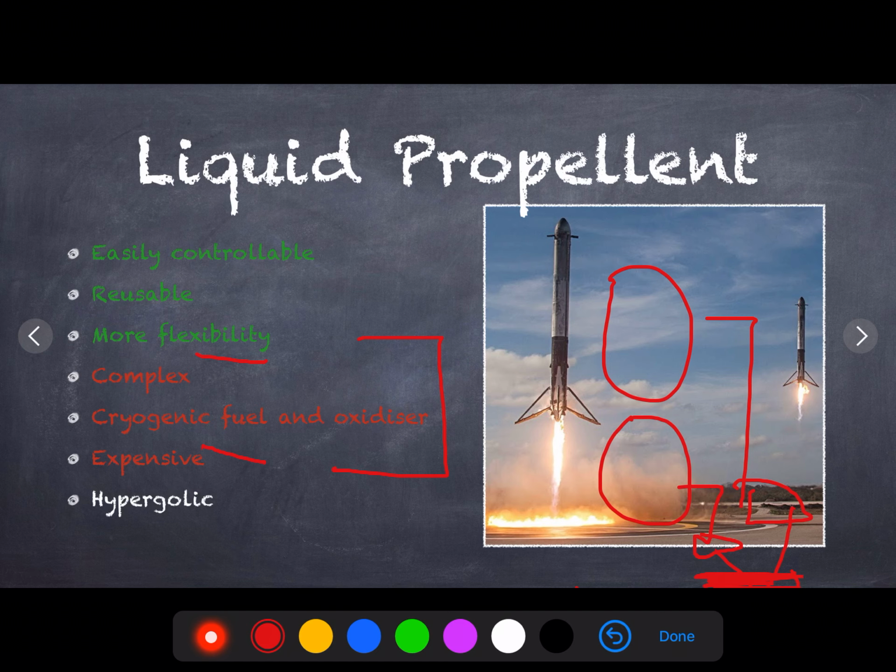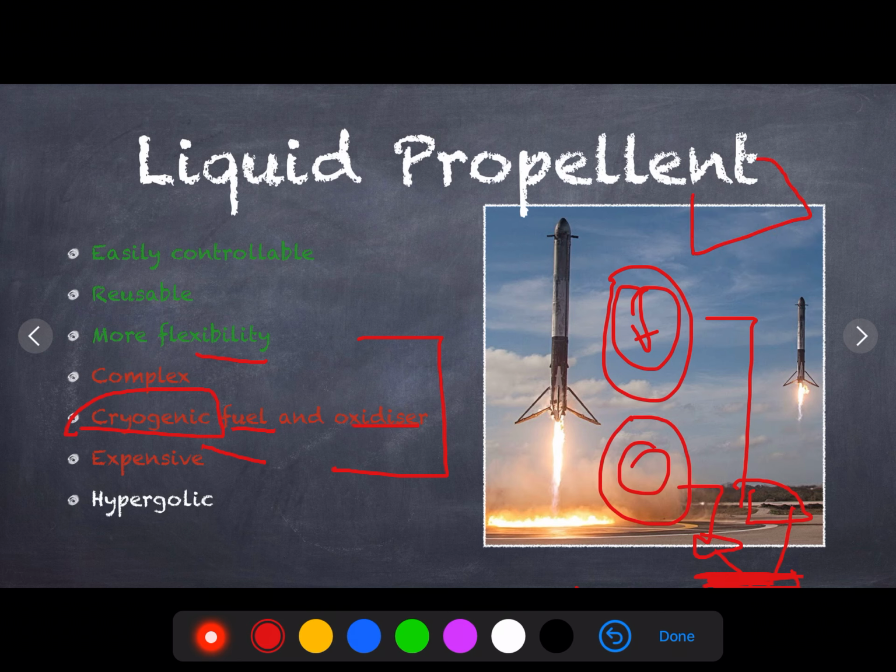Also, one more thing which I want to mention in liquid propellants is that their fuel and oxidizer, as I said, here the fuel is contained and here the oxidizer is contained, are cryogenic, which means they are at sub-zero temperatures. So generally, a mixture which is used in liquid propellants, I'll be talking more about them, generally are gases.